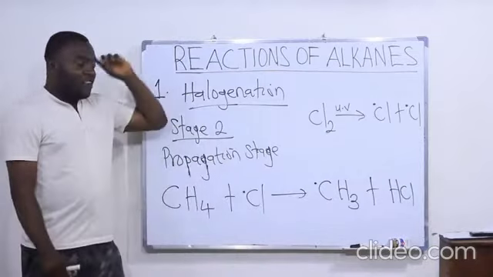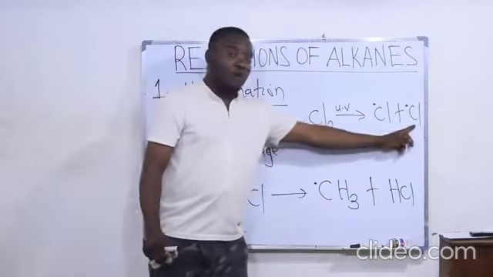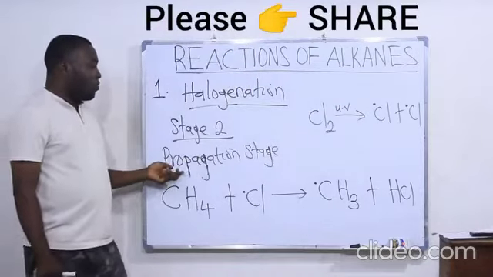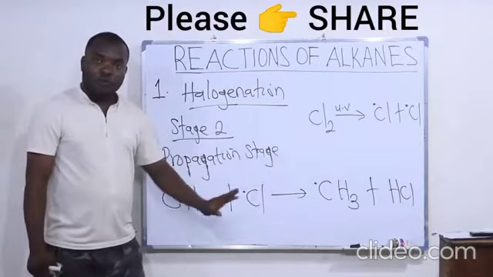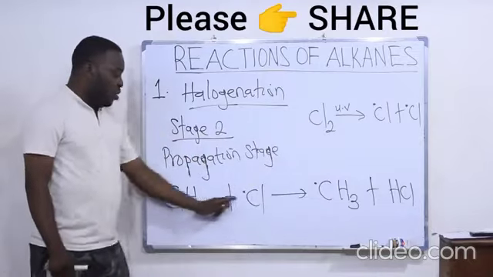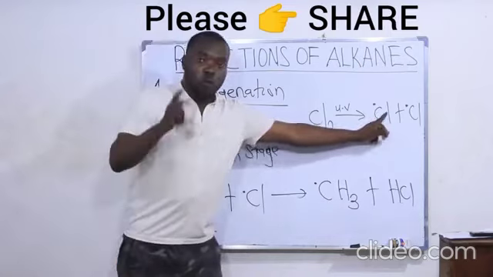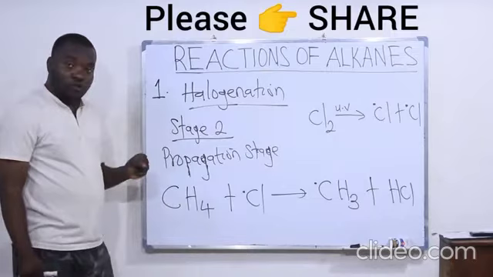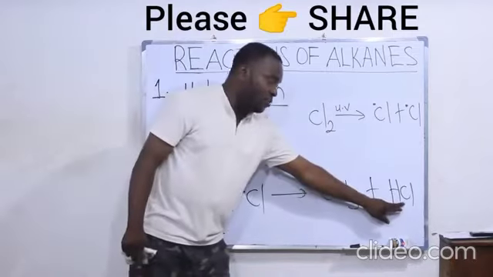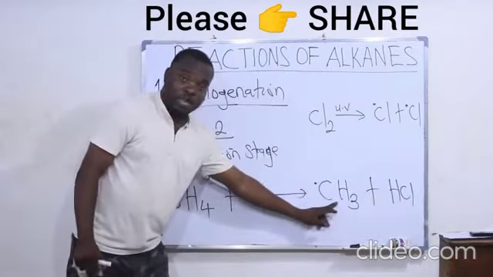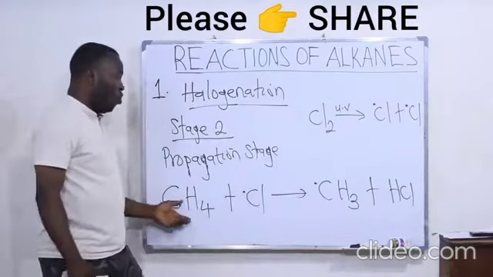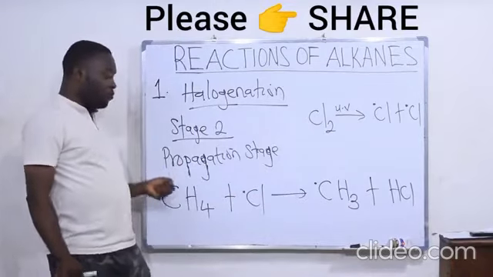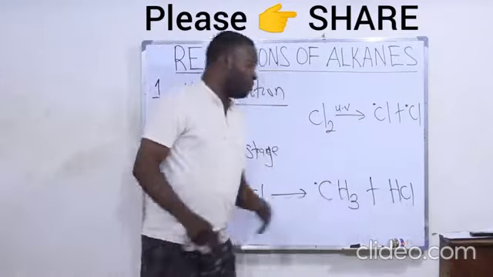I repeat, the first stage is the stage where free radicals are formed using ultraviolet light. The second stage is called the propagation stage. And what happens at the propagation stage is that one of the free radicals produced will attack the alkane you are using and pick one hydrogen atom from there, forming HCl with it. The alkane will be lacking one hydrogen, as you can see. Instead of CH4, we now have CH3, because the first free radical that came to attack picked one of the H and formed the HCl with it.